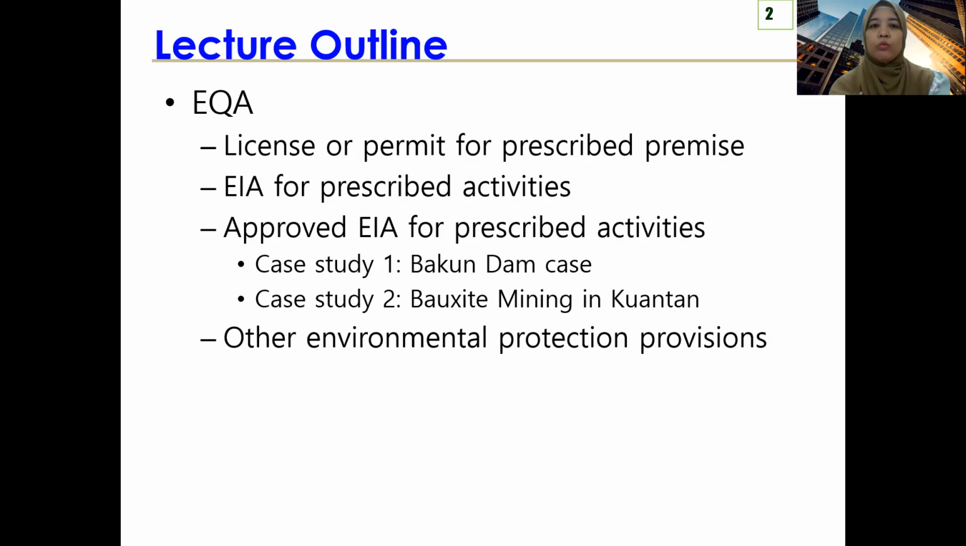I'm giving you two case studies. The first one is the Bakun Dam case, Bakun in Sarawak, the empangan Bakun. The second one is a case study on bauxite mining in Kuantan. It happened a few years back, and this activity was considered a prescribed activity and would actually require EIA.